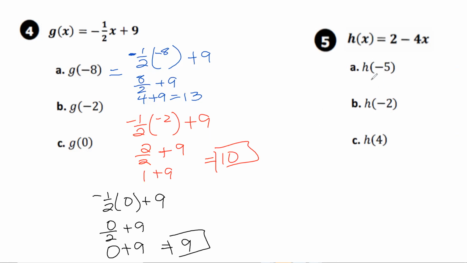All right, on this next one, we've got 2 minus 4 times -5. Well, -4 times -5 is going to give me 20, right? So we've got 2 plus 20, and 2 plus 20 is just going to give me 22.